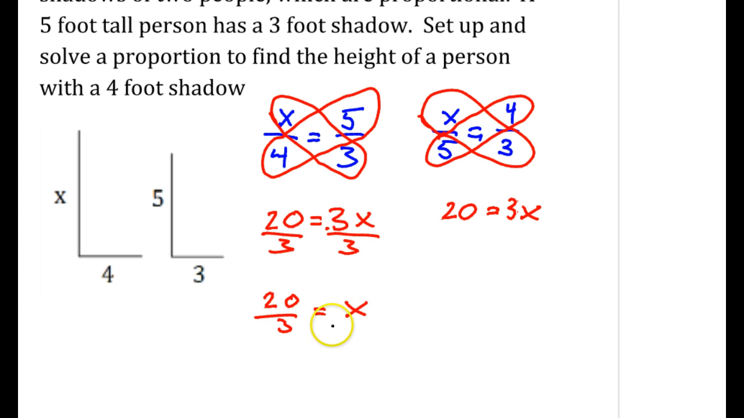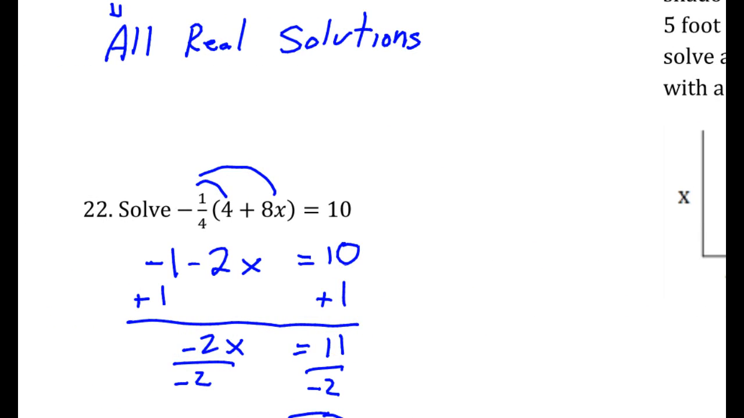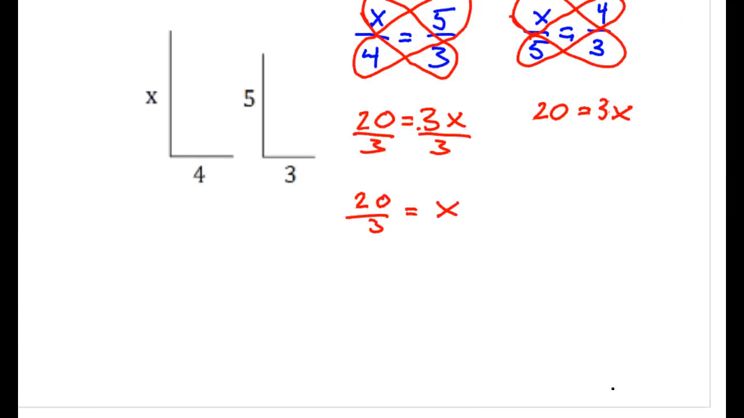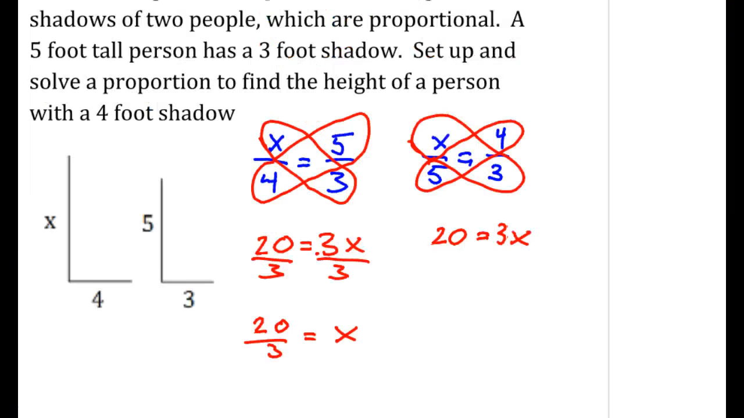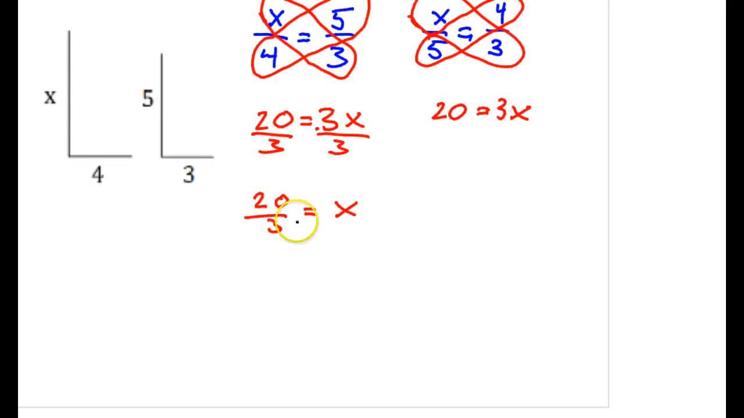If somebody asked you how tall you are, would you say I'm 20 over 3? No. So this is a situation that's opposite of what we just did over here. If it's just a regular equation, leave it as an improper fraction. If it's a word problem, you need to make sense out of it. So we don't talk like this. We don't say it's 20 over 3. So convert this to a mixed number or a decimal.